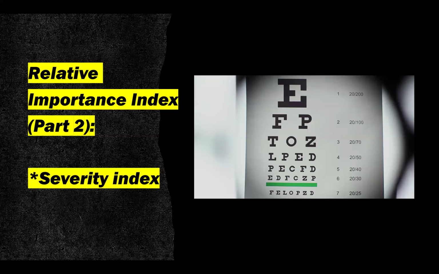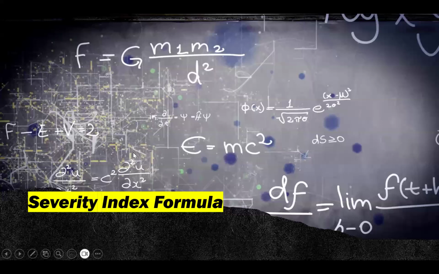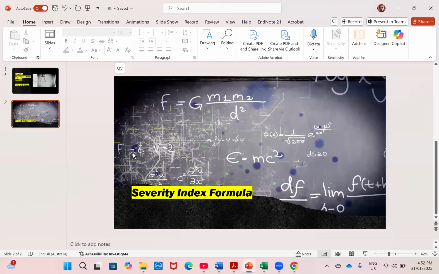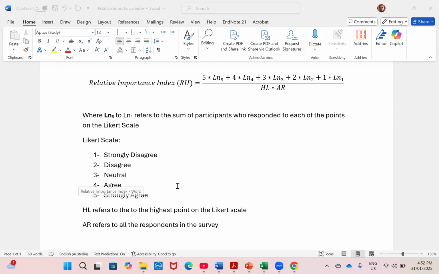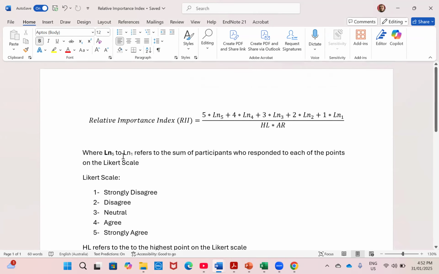So in this part 2, I'll take you straight to the formula so that we get an idea about it and then start using it to compute some real data that we have. So I'll go straight to the point by going to where the formula is. Already we have this from my other video, the relative importance index part 1. In this part 2, I want us to compute severity index.